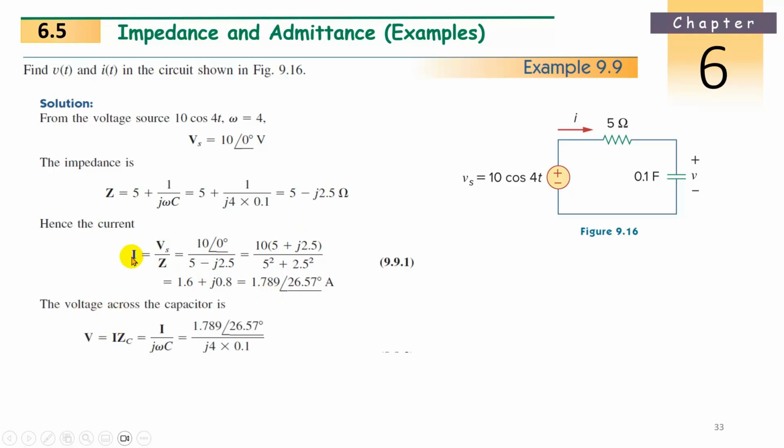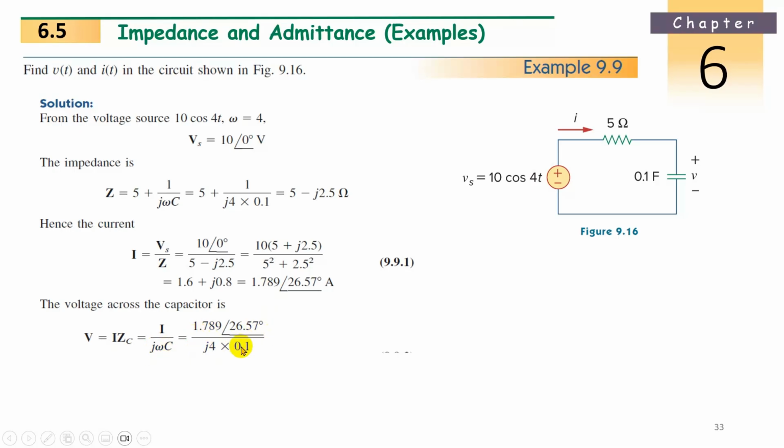So now we got current, we got impedance. Now we need the voltage V at the capacitor. So V at the capacitor is nothing but current multiplied by the reactance of this capacitance, that is V is IZC. So what is ZC? ZC is nothing but 1 by j omega c. I is as it is because we already calculated. Substitute what is I? 1.789 at an angle 26.57 divided by j omega c.